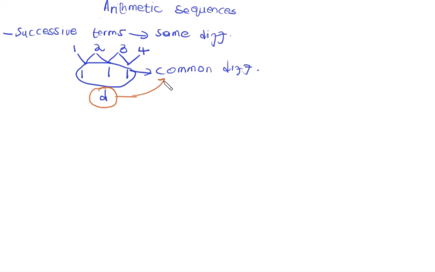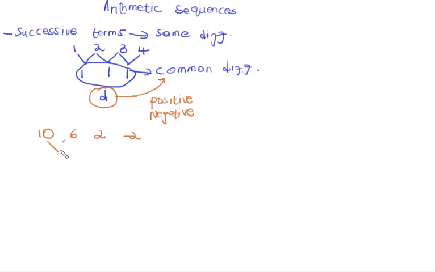It's the common difference, and this common difference can take different signs. It can either be positive, and sometimes it can be negative. Let me give you an example of a sequence whereby the common difference is negative. This one: 10, 6, 2, minus 2.